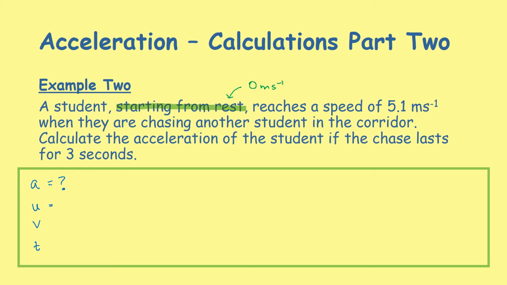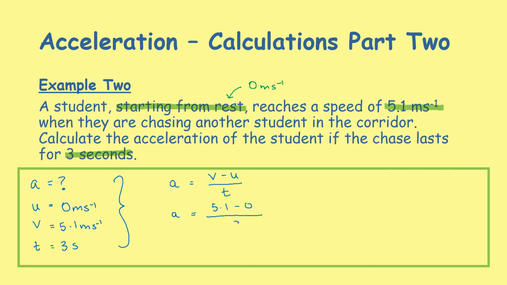So that's going to be our initial speed. u is 0 meters per second. Our final speed, we can see, is 5.1 meters per second. And our time is 3 seconds. We can now use our equation, a equals v take u over t, and pop in our numbers. So our acceleration is 5.1 take away 0 over 3.